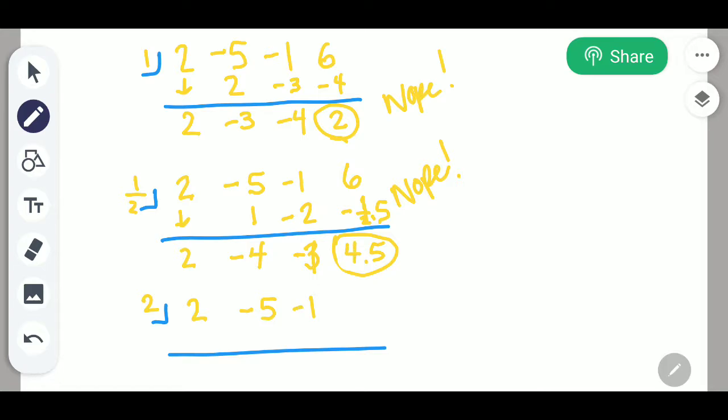All right, so -1 and 6. Bring down my 2. 2 times 2 is 4. Add, you get negative 1. Multiply, 2 times negative 1 is negative 2. Add, you get negative 3. 2 times negative 3 is negative 6. Look at that. 0 as our remainder. Yes, this works. So since we know that this works, we know that a factor now is the opposite of our root. So x minus 2 is one of our factors.